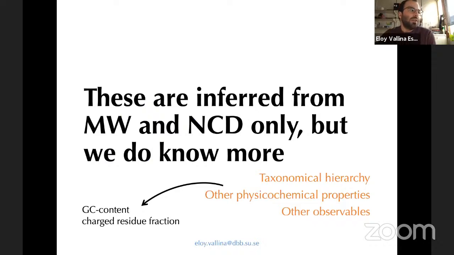Okay, so all of that came only from looking at molecular weight and net charge density properties in a two-dimensional space, but we do know a bit more about organisms, right? And I've mentioned already the taxonomical hierarchy, I think. So the established classification of organisms is already there in a resource that we can easily access and correlate to our proteomes. And there are other physical-chemical properties that we can look at, and we could even try to find other observables, right? So I'm going to show you a few examples of this without making this excessively long.